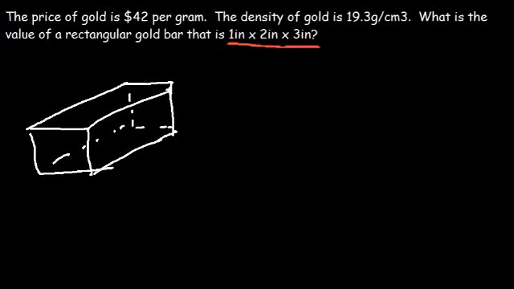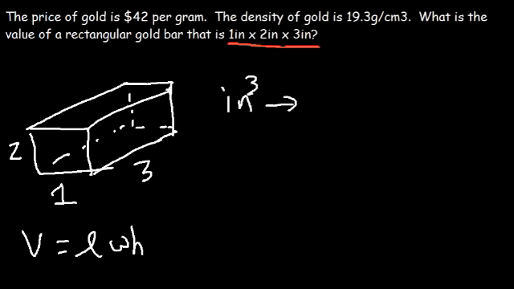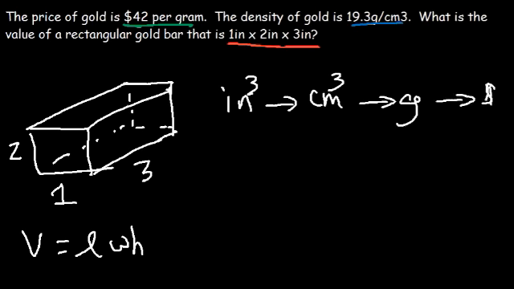So let's say we have a width of 2, a width of 1, height of 2, and a length of 3. The volume of a rectangle is length times width times height. Since we have the volume, which is going to be in cubic inches, we can convert that to cubic centimeters. And using a density, which has grams and cubic centimeters, we can convert it to grams. And using the price of gold per gram, we can convert that to dollars and get the value of this particular gold bar. So let's go ahead and do that.